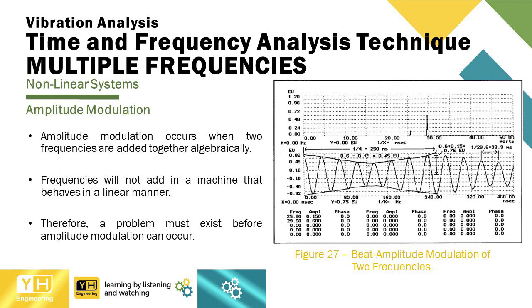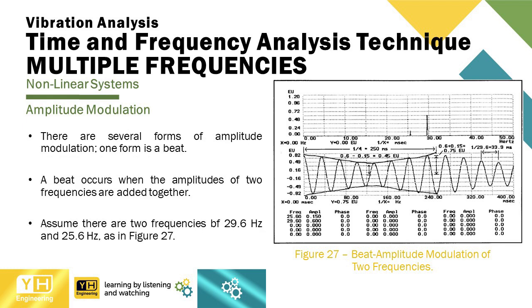Amplitude modulation occurs when two frequencies are added together algebraically. Frequencies will not add in a machine that behaves in a linear manner. Therefore, a problem must exist before amplitude modulation can occur. There are several forms of amplitude modulation. One form is a beat. A beat occurs when the amplitudes of two frequencies are added together.